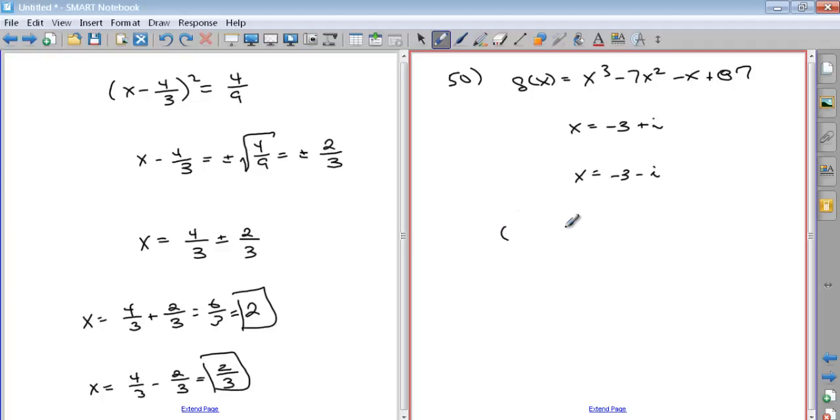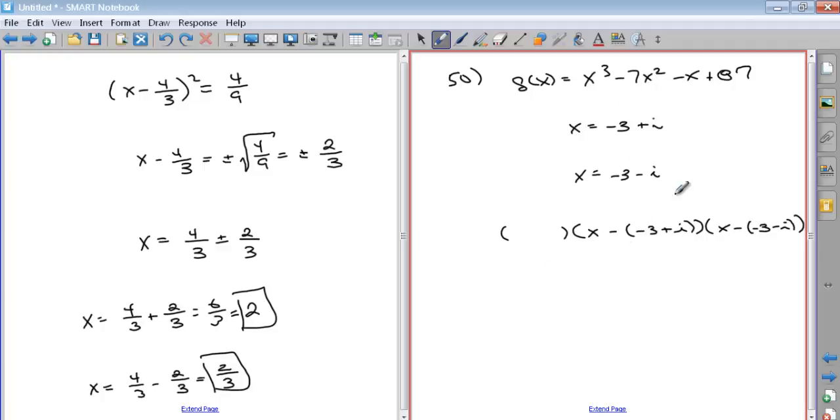So what you'll have is some linear factor times x plus... actually, it'd be not plus. So you'd have x minus the quantity -3 plus i, and the second factor would be x minus -3 minus i. So these are the factors associated with these zeros. You have x minus the zero, x minus the zero.